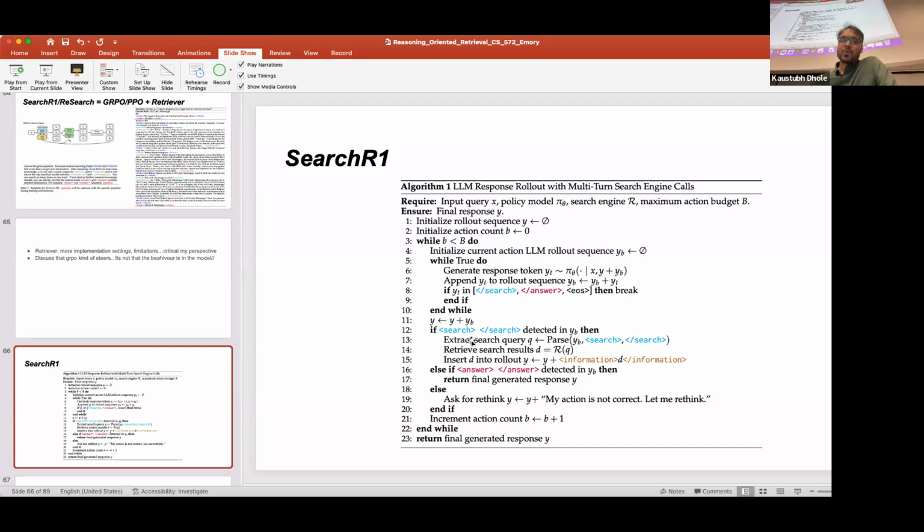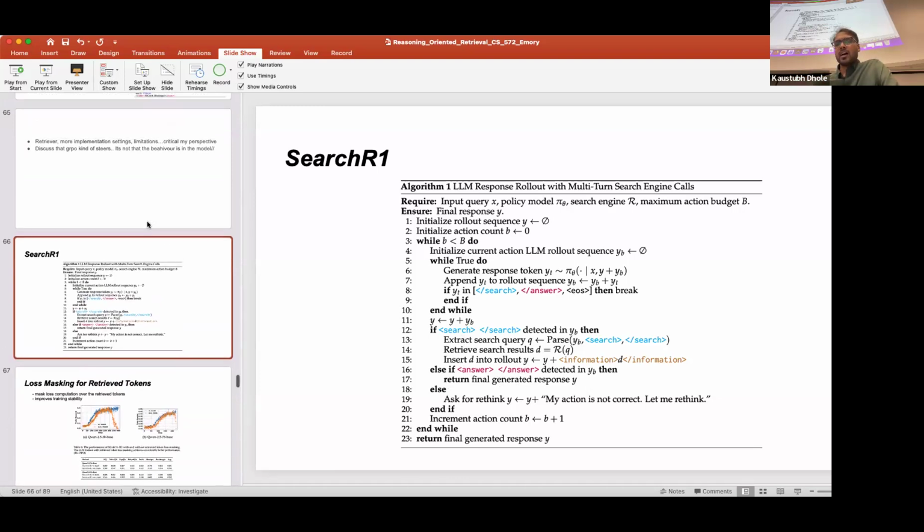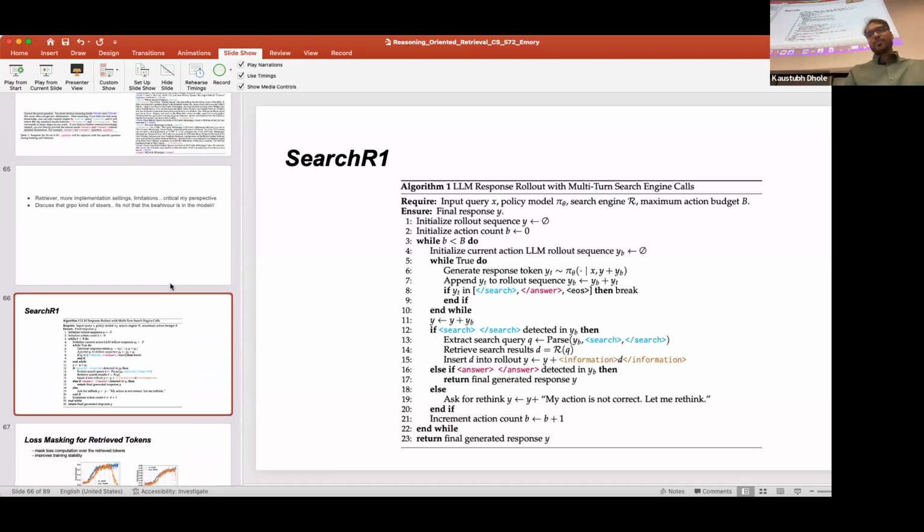And if our tokens have a search query, then we execute that search query, get the search results, and then insert those search results in the information token, and then continue generating until we see an open answer, slash answer. So that is what the SearchR1 process is. Here, the rewards are given by the final step, whether the correct answer is there or not. And that's how GRPO is trained.